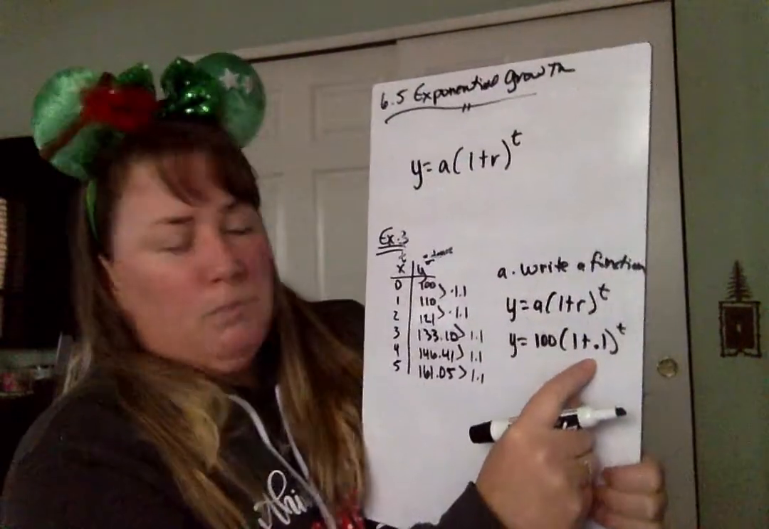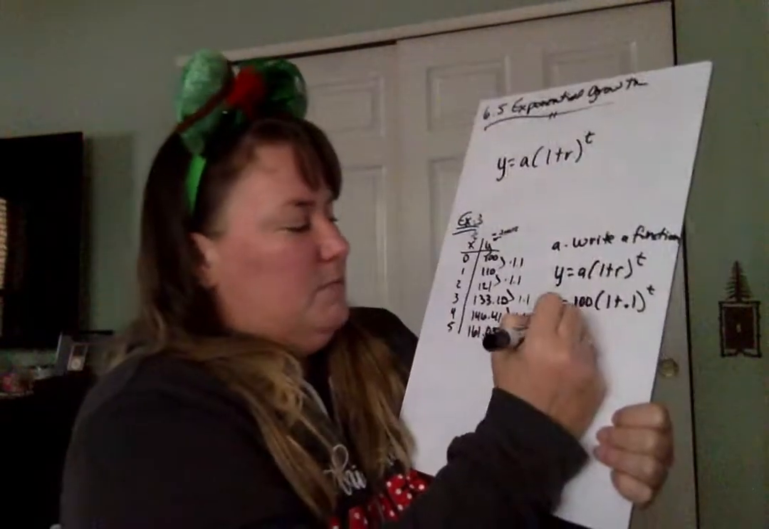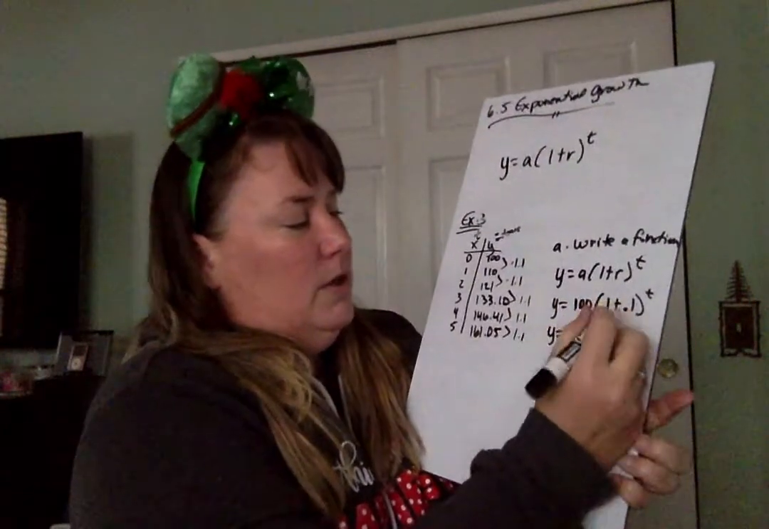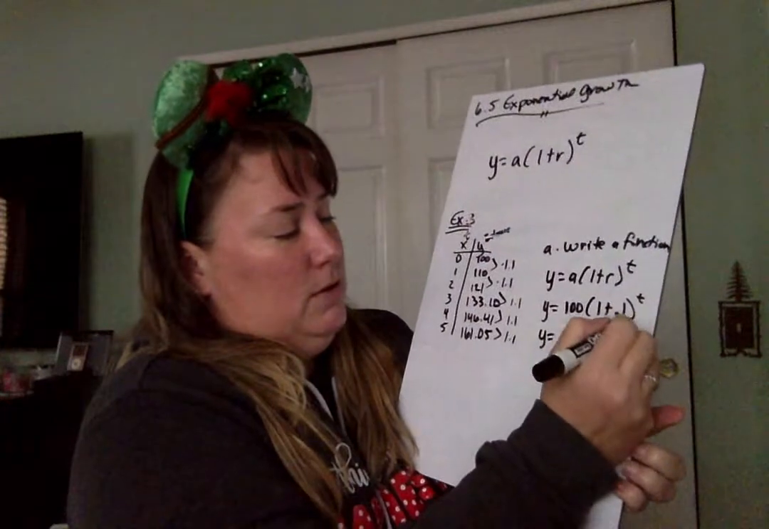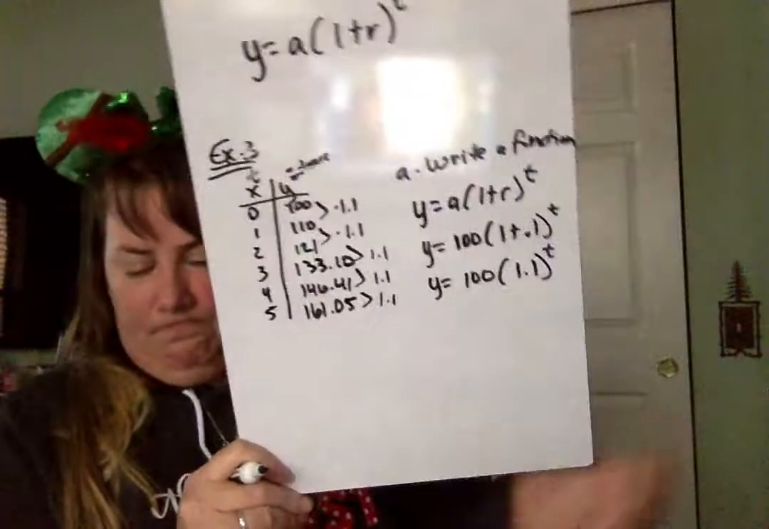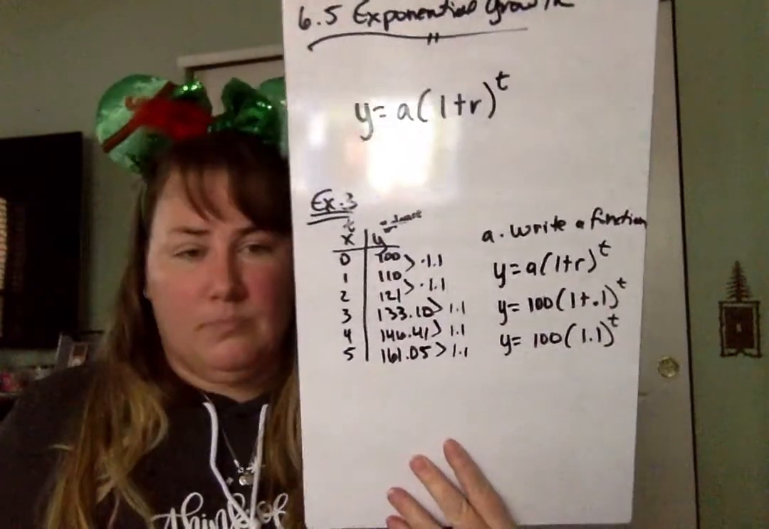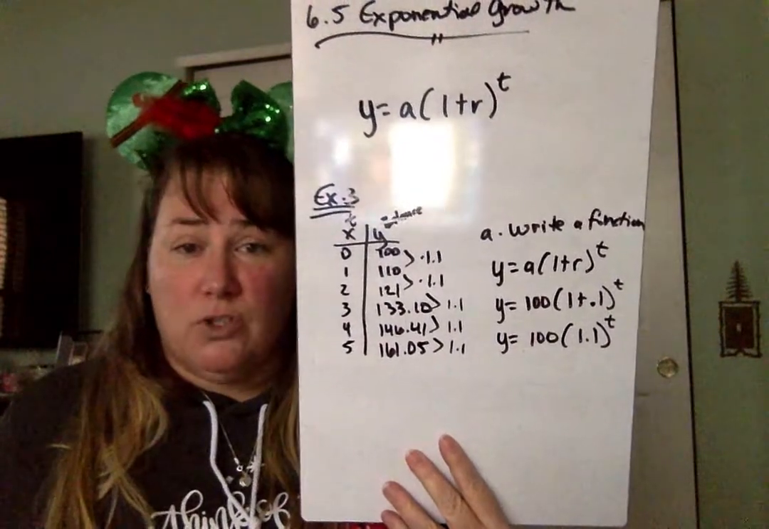So here we go. Y equals a times quantity 1 plus r to the t power. So y equals a, our initial amount is 100, times quantity 1 plus, remember this is going to be 0.1. So 1 plus 0.1. Simplify this. 100 times 1.1 to the t. And you just wrote your function for this.